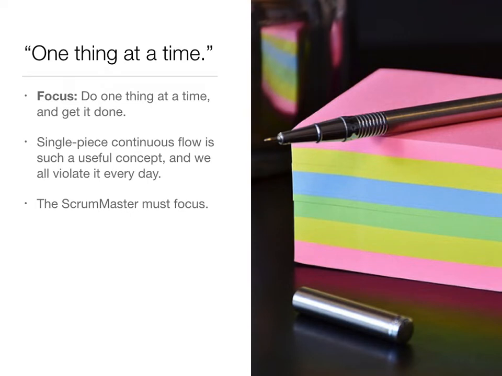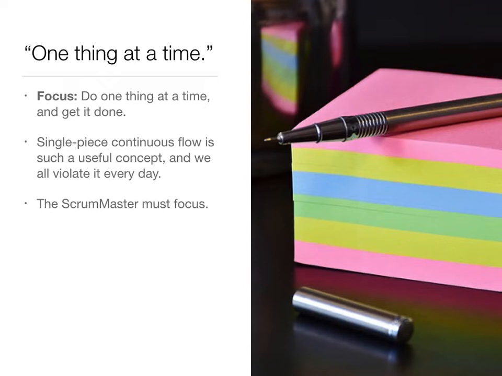So we want to attack them one thing at a time, one impediment at a time, and then get it done. Then once we've got one of them done, we can go back and do the next most important impediment. This is very similar to the Lean concept of single piece continuous flow, which in Lean is an extraordinarily useful concept, and I think a very useful concept in any case. And of course, all of us as human beings violate that idea in our day-to-day lives all the time. But that doesn't mean it's not a good idea.